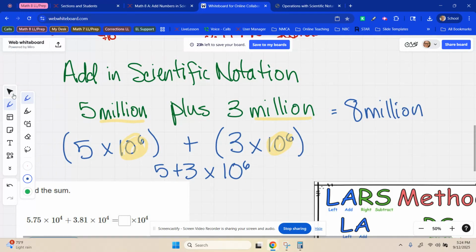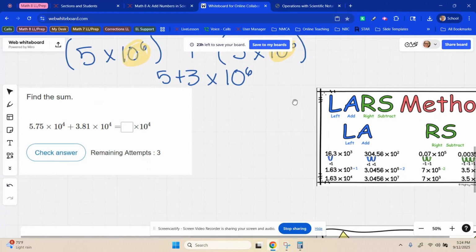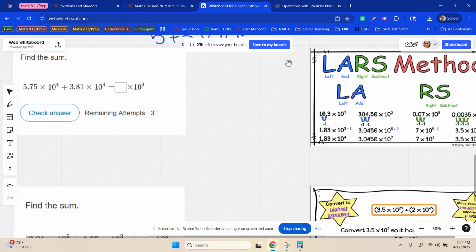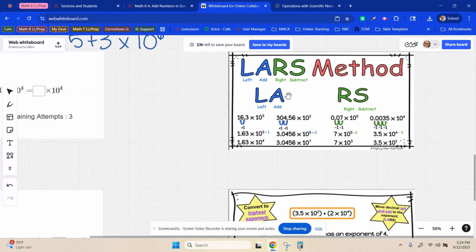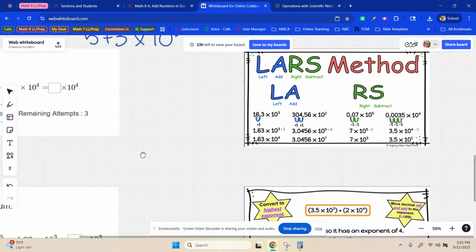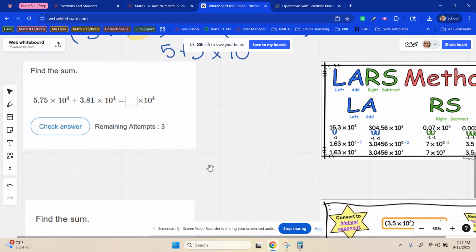And we're going to be using that LARS adjustment that we used in the last video. And don't worry if you didn't watch the last video, I will explain it again. But it's right here on this chart. Basically, it says if you want to move the decimal and a number's in scientific notation, fine. Move the decimal to the left, you're going to add 1 to the exponent. Move it to the right, you're going to subtract 1 from the exponent. And that keeps the number at the same value.